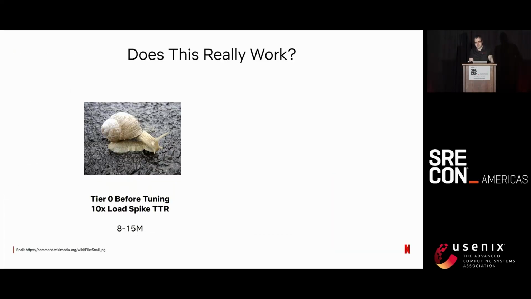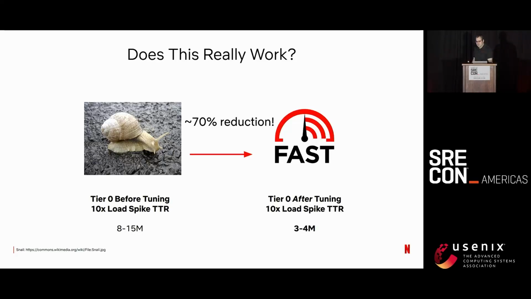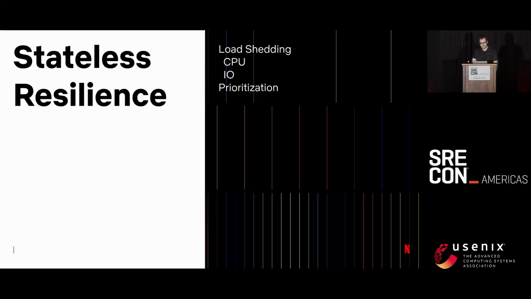Well, before we did any of this tuning, if we exposed our tier 0 services to a 10x load spike, it would take between 8 and 15 minutes to recover full availability. As a business, this was pretty unacceptable, for reasons that should hopefully be obvious. After our improvements, we were able to get it down to single-digit minutes, 3 to 4 minutes. So these small changes, things like just changing what you're autoscaling on, optimizing your cooldown times, can have a meaningfully large impact. And our business is much more willing to accept a 3 to 4 minute outage than a 15-minute outage. So yes, it really works.